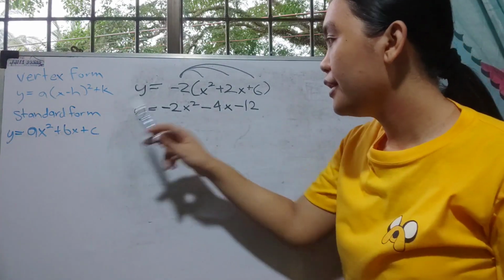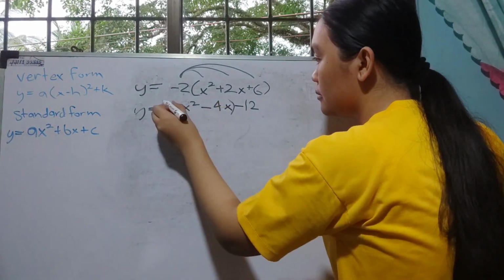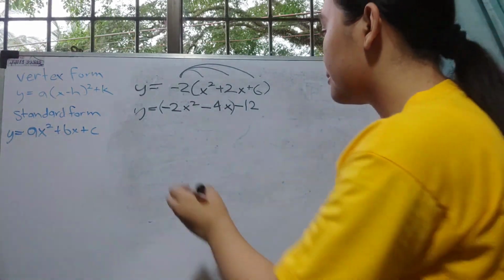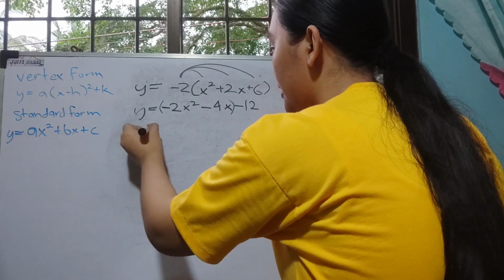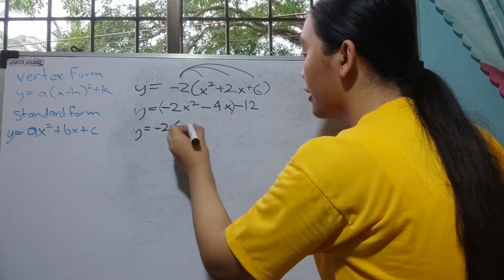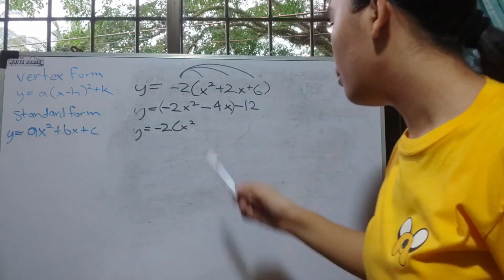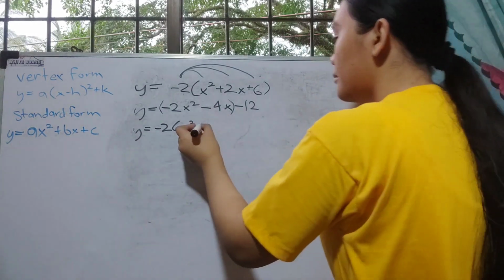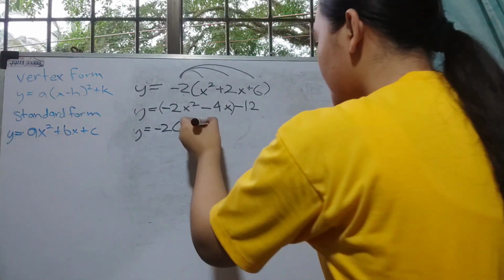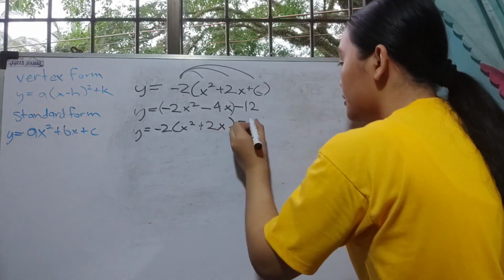Alright, so now that we've got our standard form, same process. Factor out the negative 2. So negative 2 times x squared, and the negative 4x term will become positive 2x, minus 12.